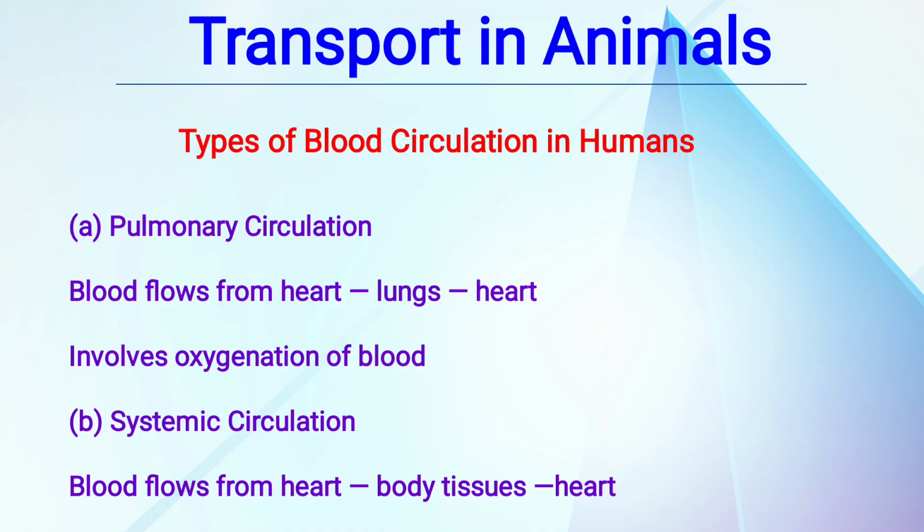In pulmonary circulation, blood flows from the heart to the lungs and back to the heart, and then it involves oxygenation of blood. While in systemic circulation, blood flows from the heart to body tissues and back to the heart, not from the heart to the lungs, but from the heart to body tissues. Those are the main differences between pulmonary circulation and systemic circulation.